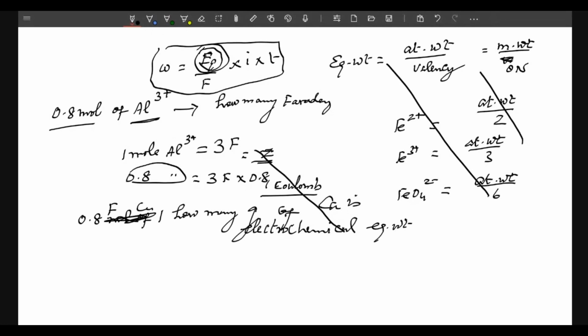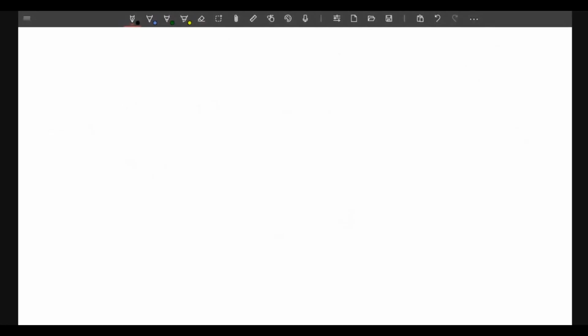Repeatedly they would be going on asking questions, but all the questions are based upon the formula W is equal to equivalent weight by F into I into T. And before seeing the problem, once again I am going to give you some more relationship. Then it will be helpful to you in solving the problem. Therefore, take down this relationship.